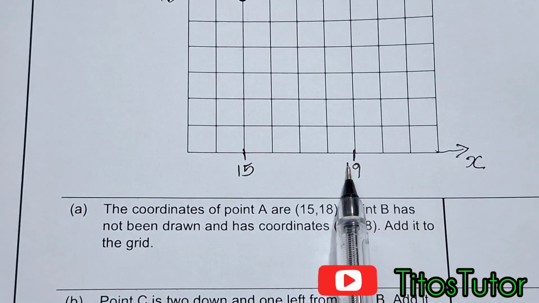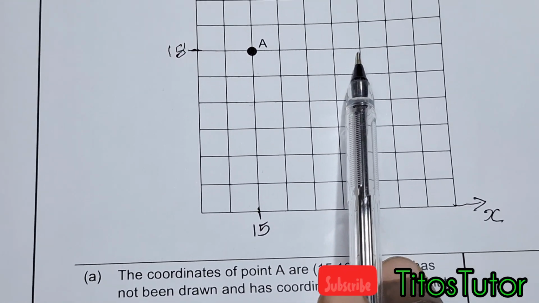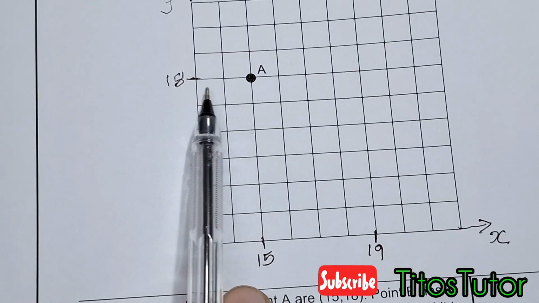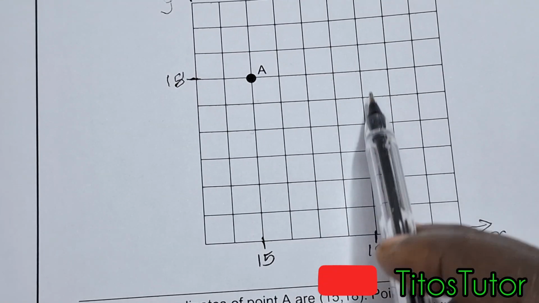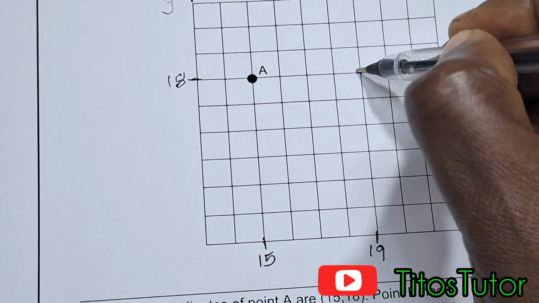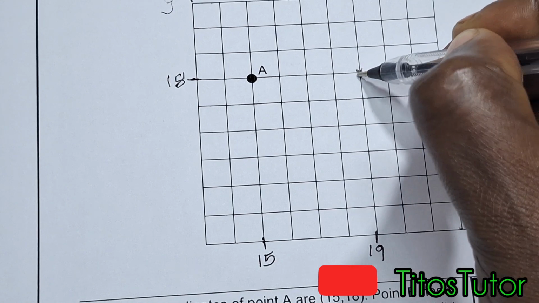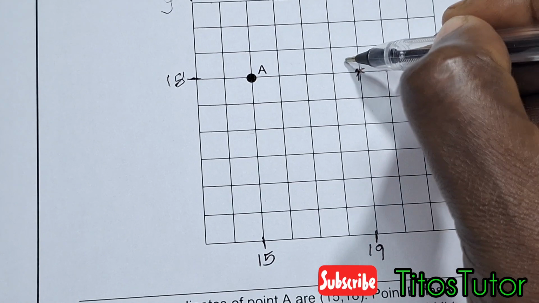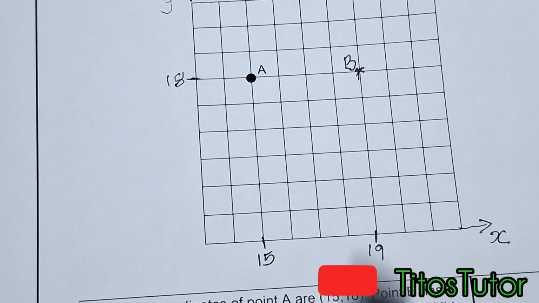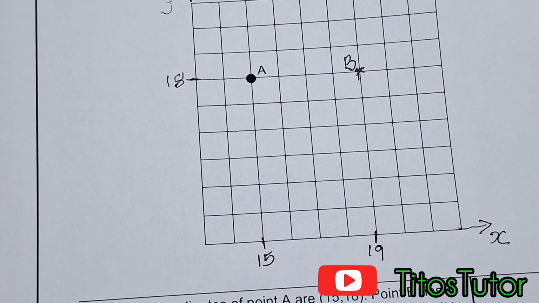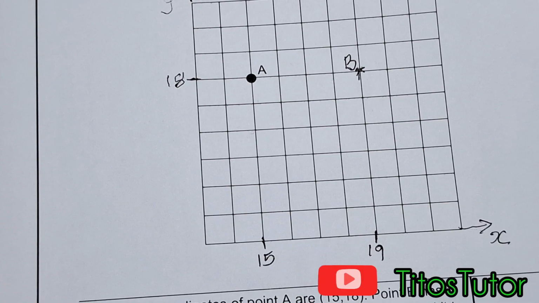So trace this up. Just keep going up. And it says 19, 18. A is also 18, so it will be on that same line of your Y-axis. So here is B. You have plotted the point B. That's how it works, right?